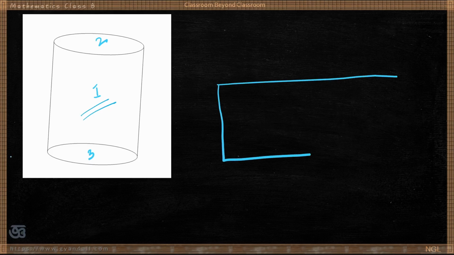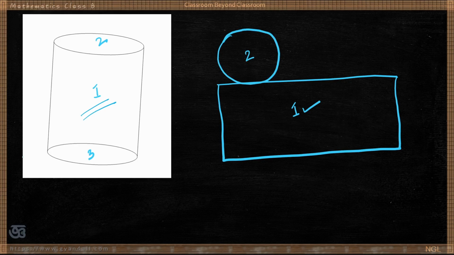Then for a cylinder, we can give the numbers, and from number 1, we'll get a rectangular part like this. Okay, this is number 1. And number 2 and 3 are basically circles. So we can keep the circles at both ends of the rectangle.